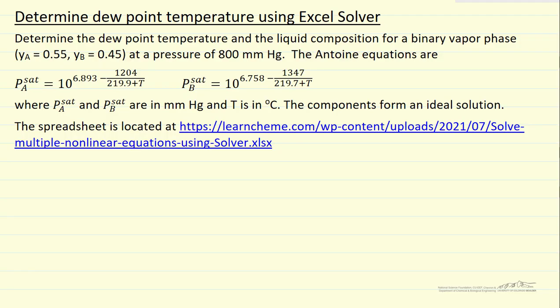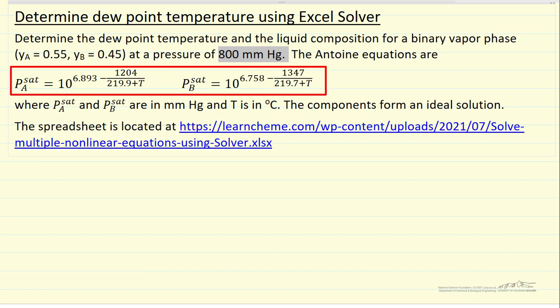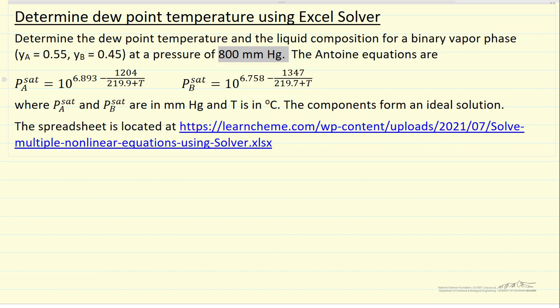In this problem, we're going to determine the dew temperature and the composition of a liquid if we're given the vapor phase composition, Ya and Yb, and the pressure of the system. We're given Antoine's equations that relate the saturation pressure to temperature. It's an ideal solution, so we use Raoult's law.